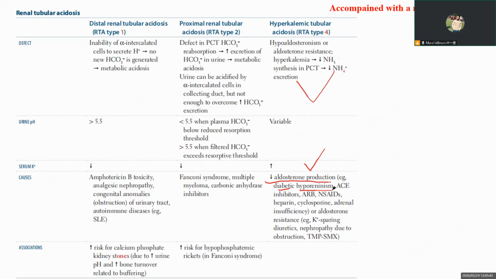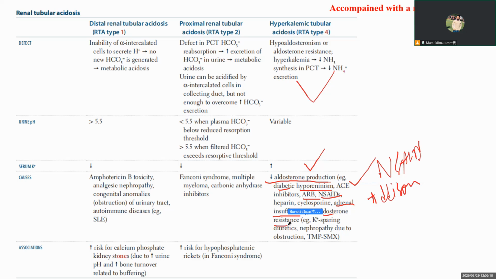Also in patients taking ACE inhibitors, NSAIDs, and also ARBs, these are all drugs affecting the renin-angiotensin-aldosterone system. And whenever we have renal insufficiency, and also in Addison's disease, it can happen.